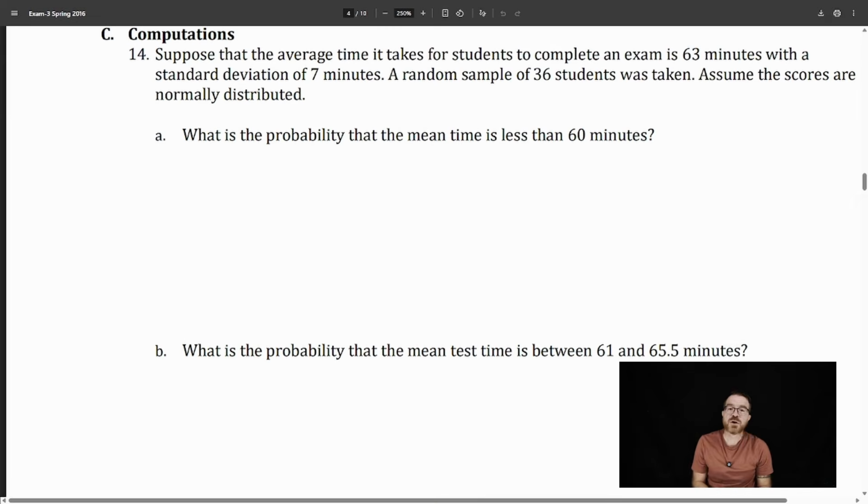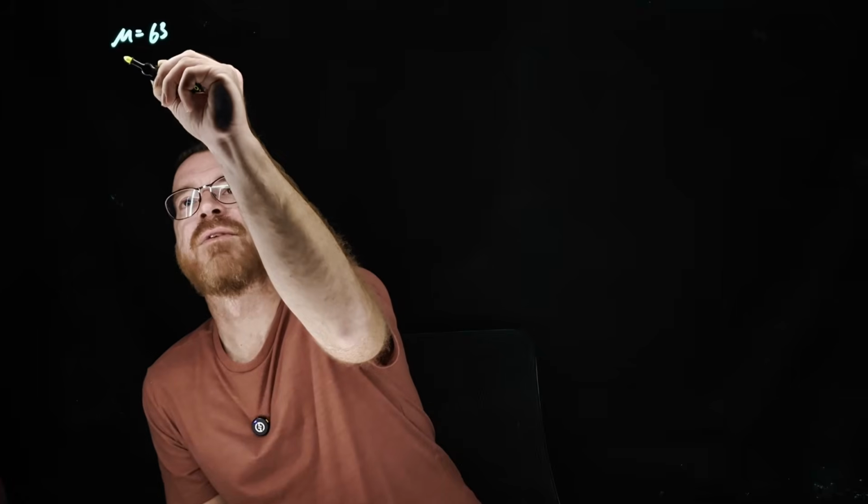So the next part of our exam, which is the bulk of it, we're going to be looking at doing some computations. So 14 says, suppose that the average time it takes for students to complete an exam is 63 minutes. So that's going to be our mean. That's the average time it takes students to complete an exam. And it has a standard deviation of 7 minutes. So we have sigma equals 7.